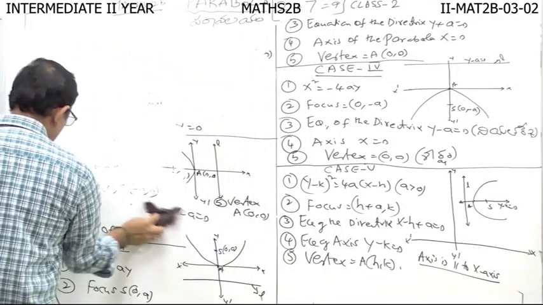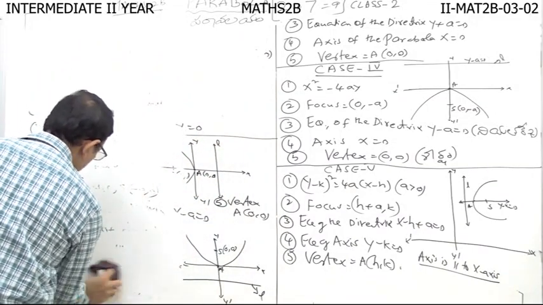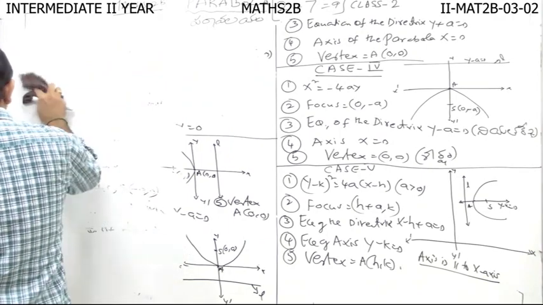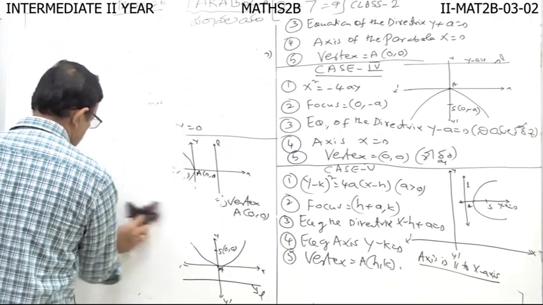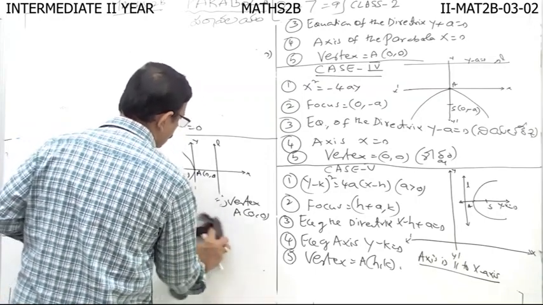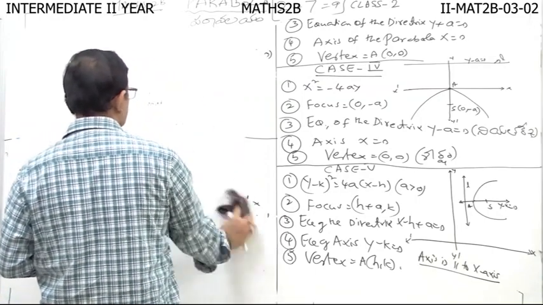How to find the length of the focal distance? What is the formula to find the length of the focal distance?